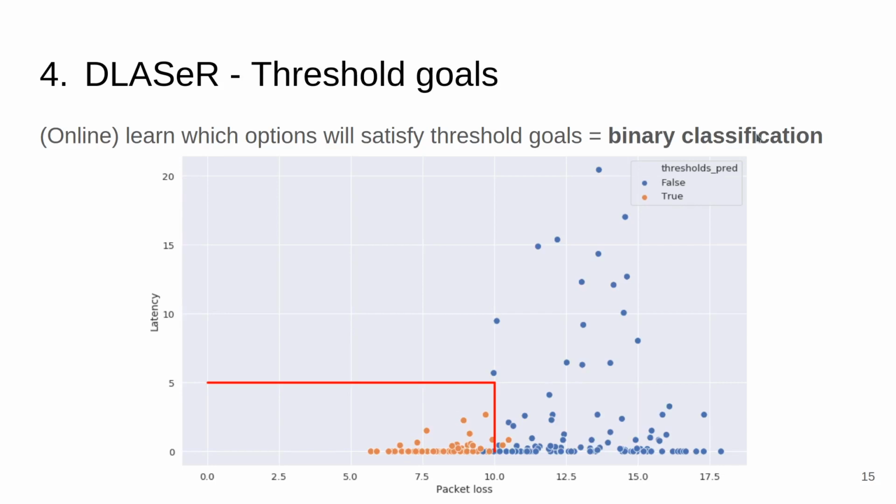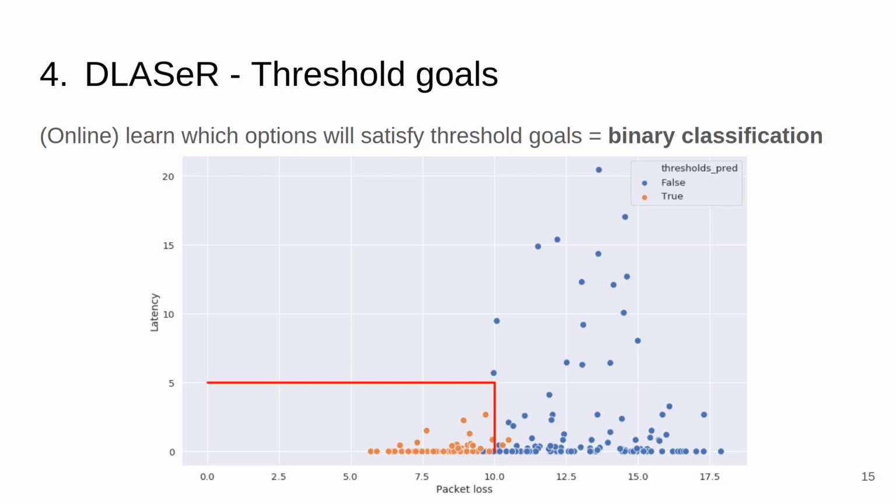So now we indicate how the adaptation space is reduced for threshold goals. We learn online which option will satisfy the threshold goal, and the specific mechanism or technique that is used is binary classification. For each threshold goal, we will have a corresponding deep learning model that learns whether or not an adaptation option will satisfy the threshold goal.